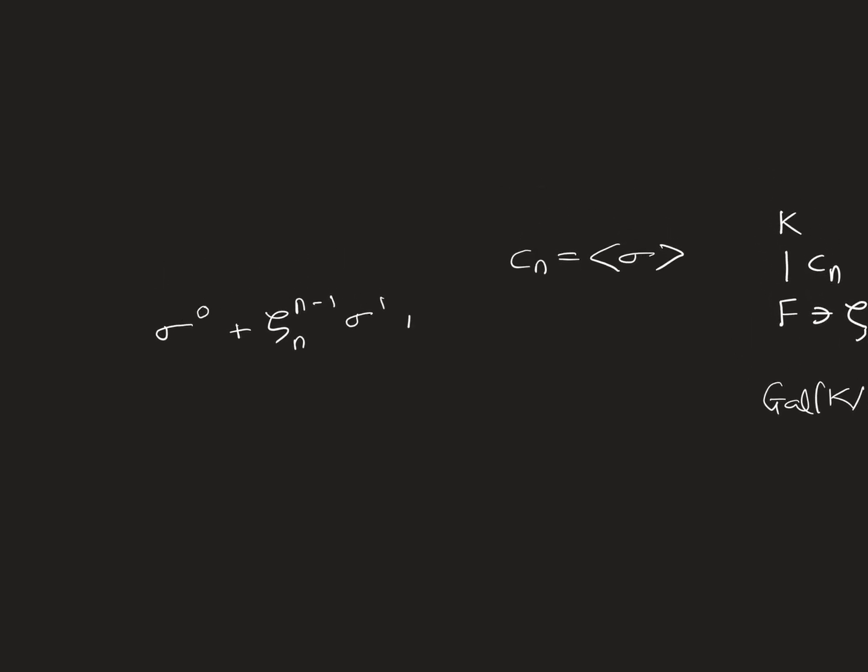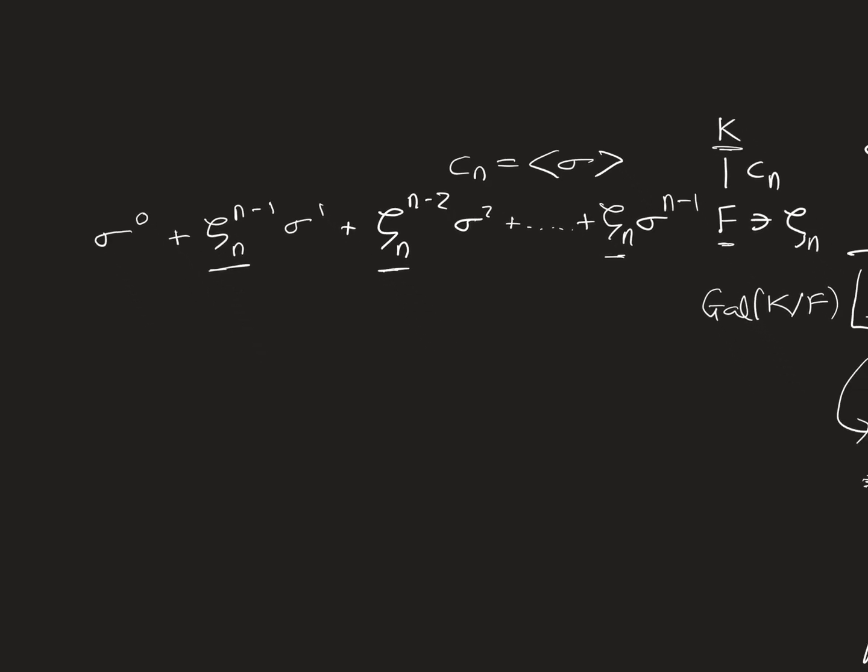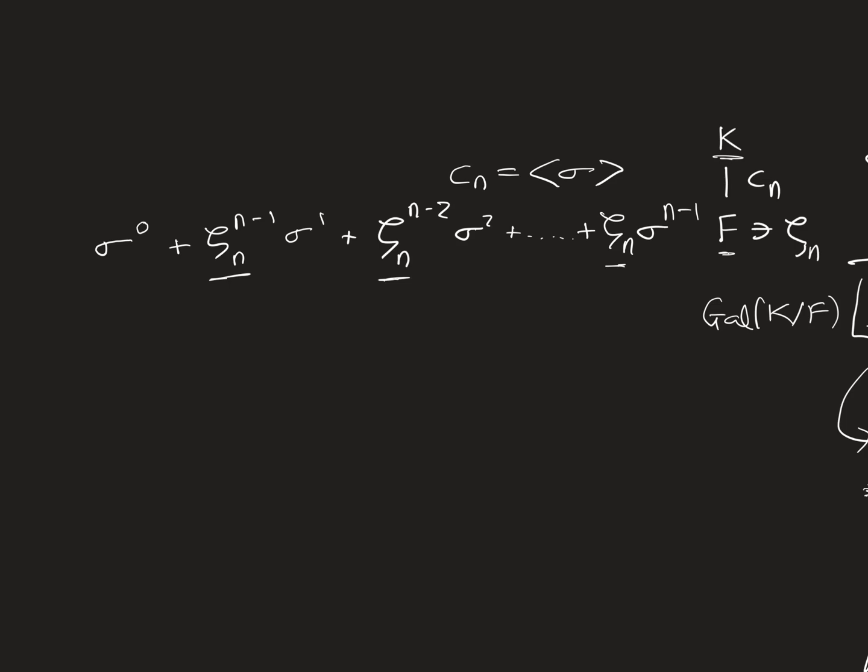So then plus zeta n to the n minus 2 sigma squared, and you can see it's got a beautiful pattern to it. We're decreasing the power of the primitive nth root of unity and increasing the power of the sigmas, and you go all the way up to zeta n sigma to the power of n minus 1. So consider this K-linear combination of the elements of the Galois group. These are elements of the field K because they're all elements of the ground field F, so they're certainly elements of the much larger field K. So this is a valid K-linear combination of the linear characters, and what I now know is that this is not equal to the zero map.